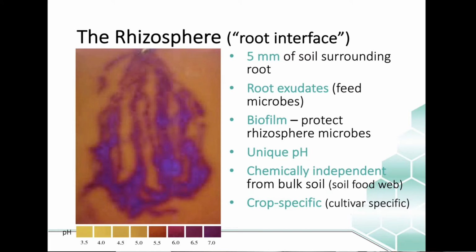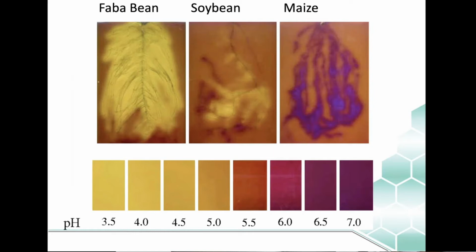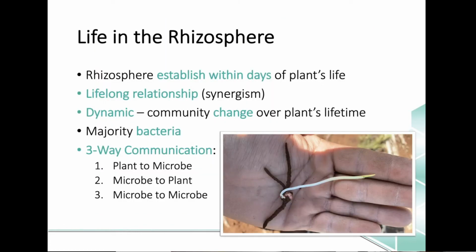And it's also crop specific. I even want to go as far as to say cultivar specific, because there are subtle differences in the root exudates between cultivars of the same crop. So you can imagine that the types of microbes associated with plants differ with regard to what is available in the rhizosphere. Just to show you, for example, the acidic rhizosphere of the beans versus the very alkaline rhizosphere of the maize. Totally different environments.